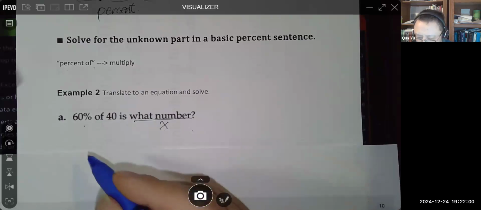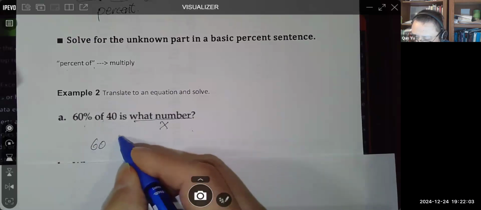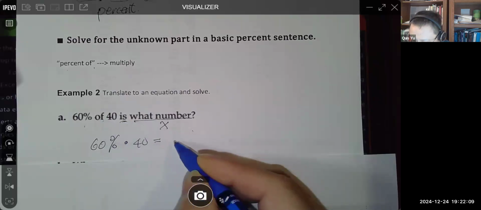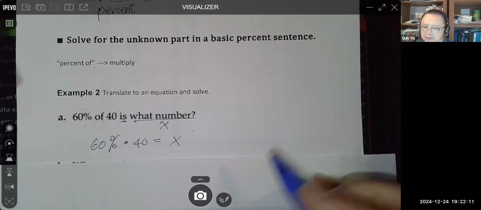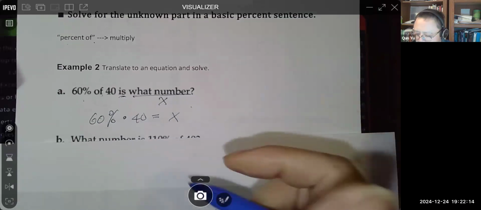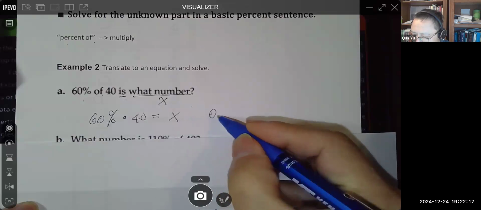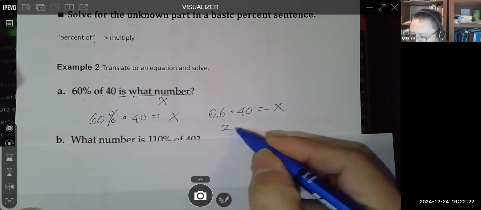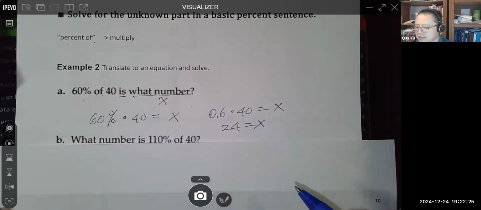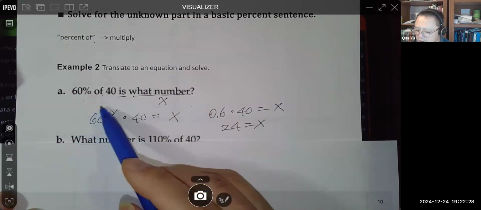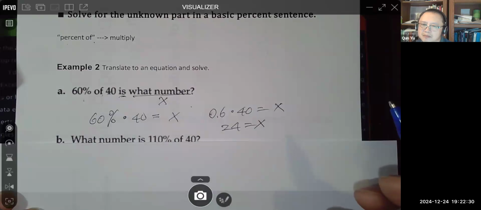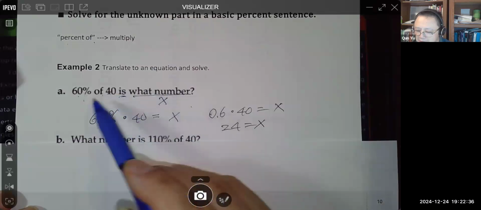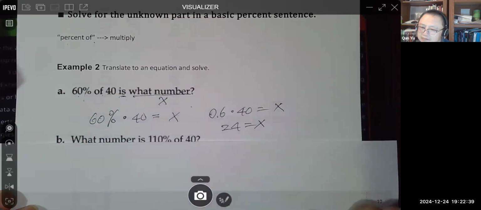Very easy. Percent of means multiply. 60% of 40 is X. That's it. You just write what you read. Now we just solve it. 60% itself is 0.6, times 40 equals X. When you multiply, this is 24. Then you answer the question: 60% of 40 is 24. That makes sense because 50% means half. Half of 40 is 20, right? This is a little bit more than half, a little bit more than 20.